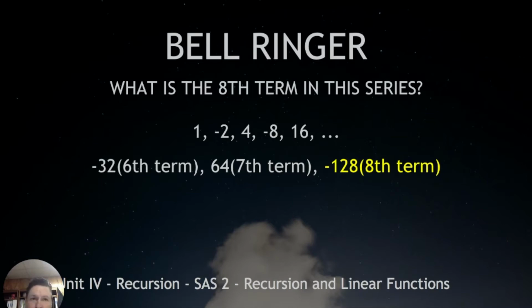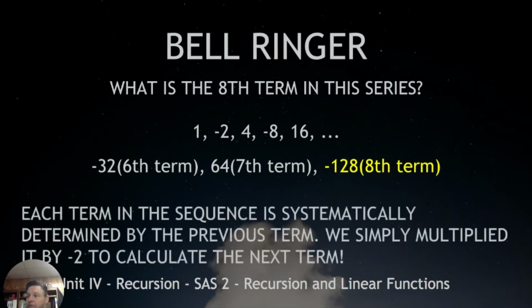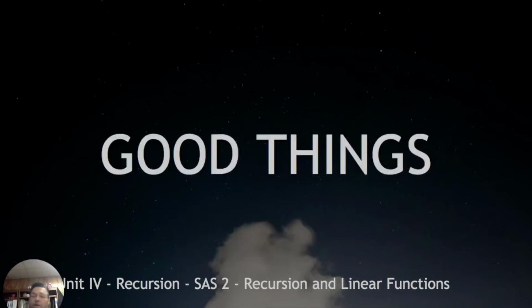They don't even do multiplication in computers. They do a series of addition problems or a series of subtraction problems to determine exactly what's going on. And it's pretty cool the way it works. And it works at such a fast speed, it looks like they're multiplying like we do in our head. So each term in the sequence is systematically determined by the previous term, multiplied by minus 2 to calculate the next term.